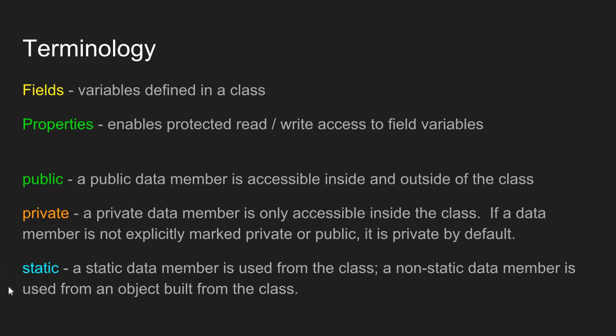Now we have three access modifiers we will be talking about and using. Public and private. The public and private access modifiers describe who has access to the data member. A public data member is accessible both inside the class and outside the class. A private data member is only accessible inside the class. And then the static access modifier describes how a data member is accessed. A static data member is accessed from the class. A non-static data member is accessed from an object built from the class.